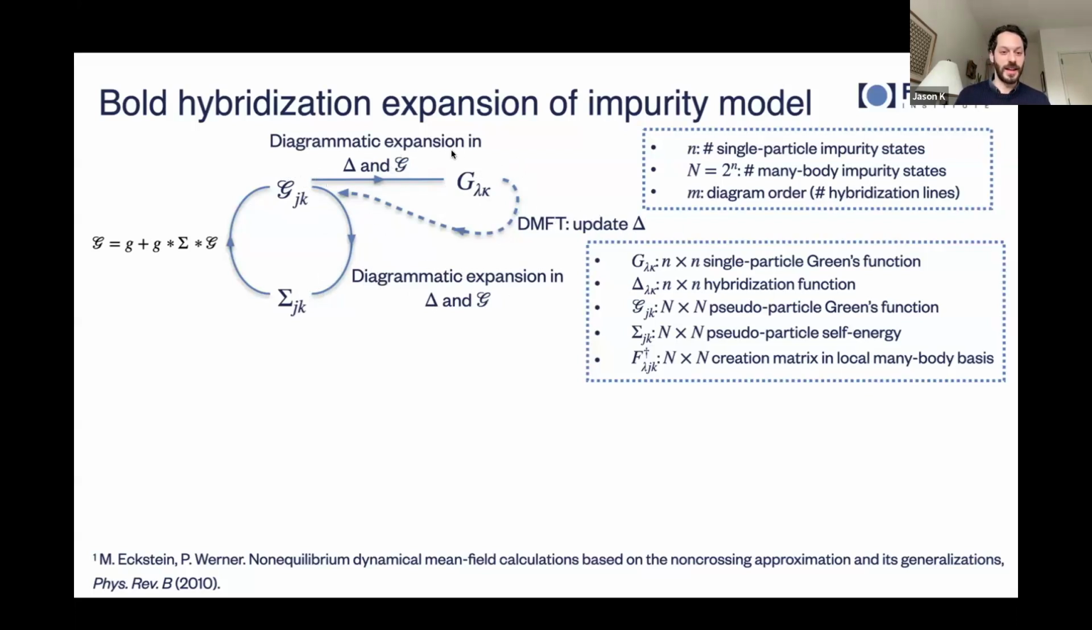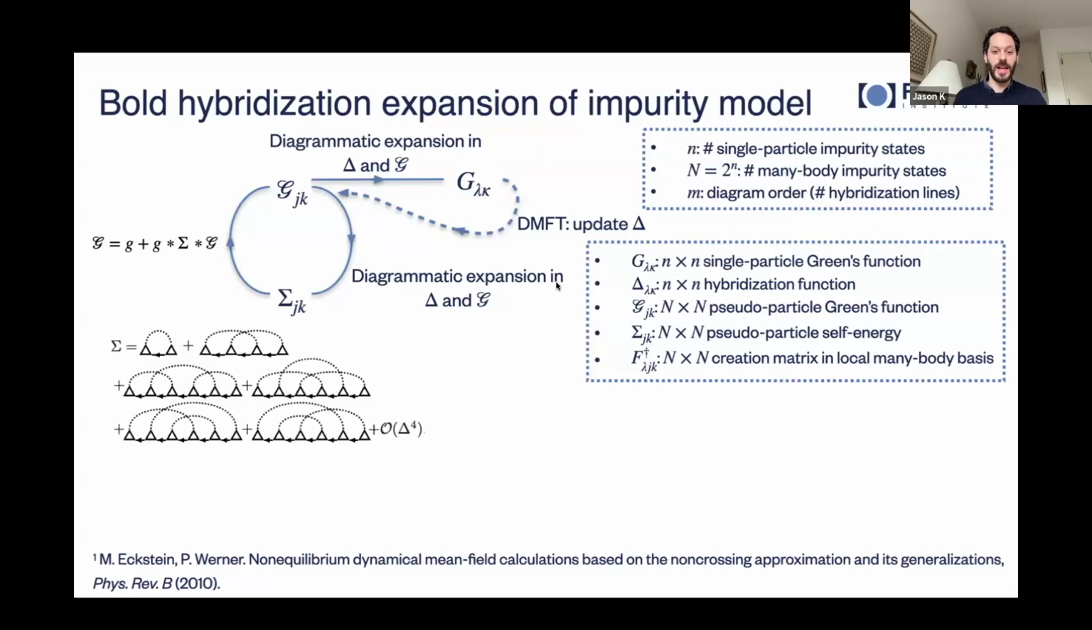In this framework, we get a simultaneous self-consistency between the pseudo-particle Green's function and self-energy in the many-body impurity space, and the G and delta DMFT self-consistency. Okay, so that's the work we have to do. Let's look at the diagrams.